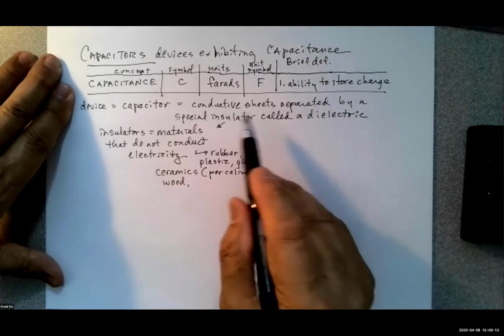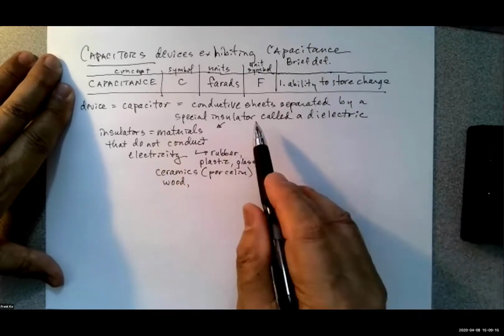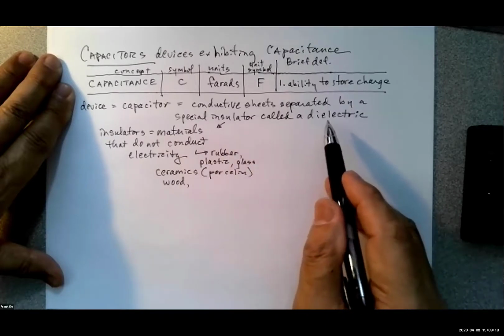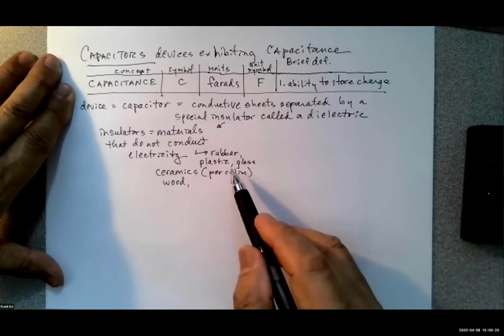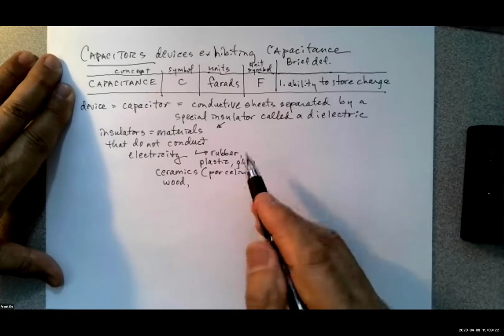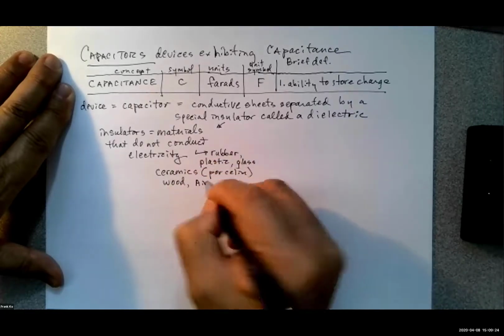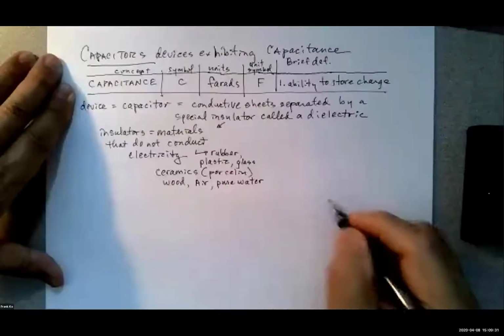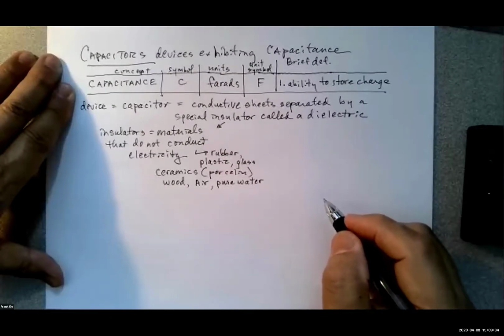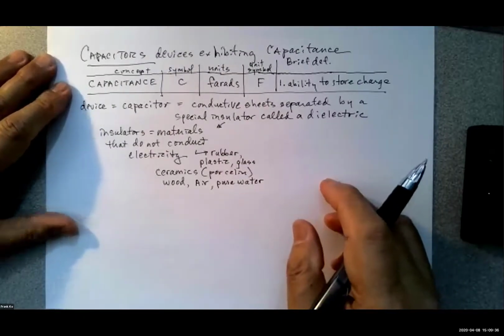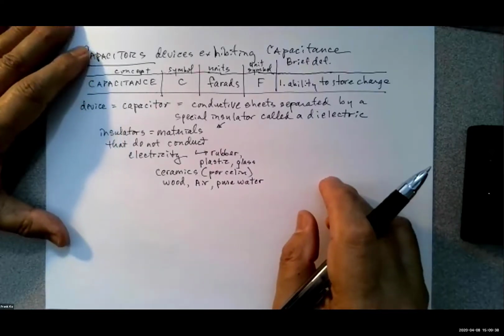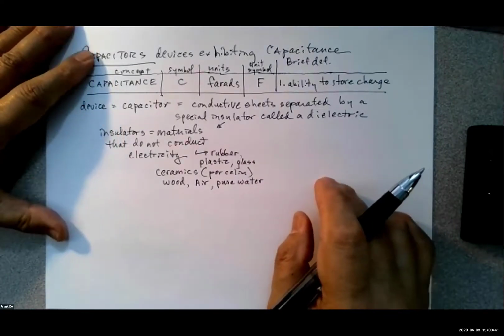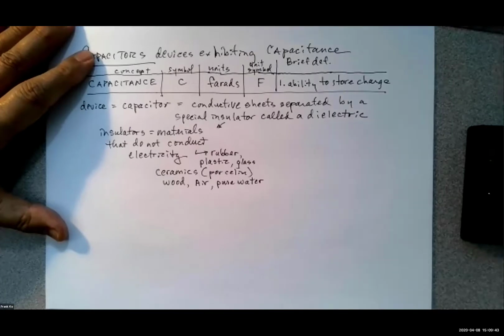Now, we said that these are conductive sheets that are separated by a special insulator called the dielectric. Well, we're not going to use rubber. We're not going to use wood. We're not going to use glass. There also happens to be air, and there also happens to be pure water. I was just about to ask about pure water. Yeah, pure water is a good insulator. You won't get electrocuted with pure water, but if it's muddy water, ionized water, you're standing in that puddle and there's a live wire in the same puddle, you're toast. But pure water, you're safe.